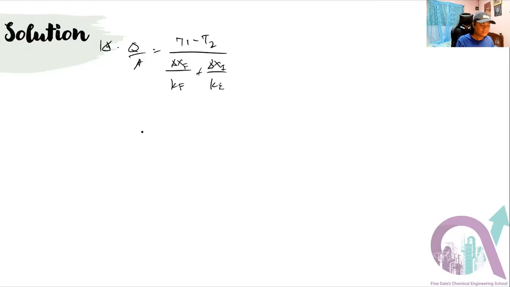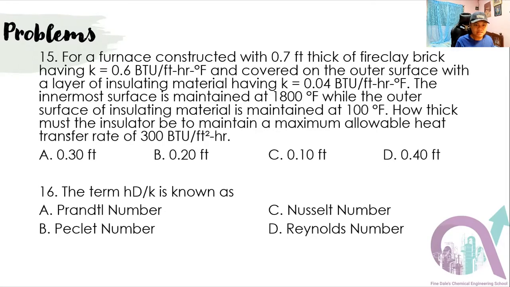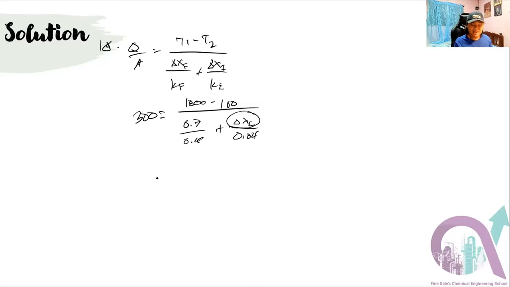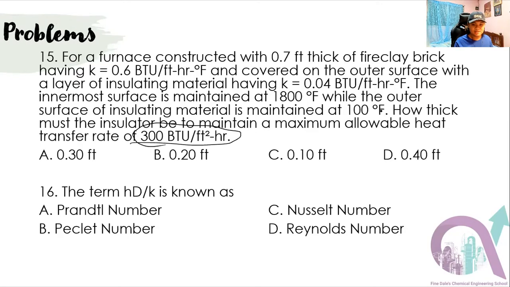Let's substitute everything. You have 300 here, that's this 300. And then you have T1 minus T2, that's 1,800 minus 100, over 0.7 over 0.6, then you have the required XI, right? And then you have 0.4. So shift solve to find XI or delta XI. We will have delta XI equal to 0.18 feet or 0.20 feet. That's letter B.